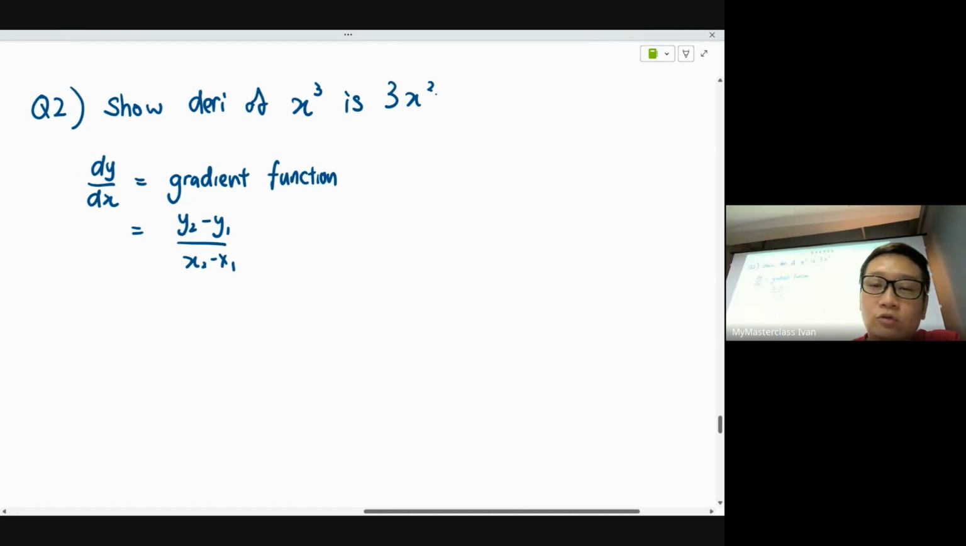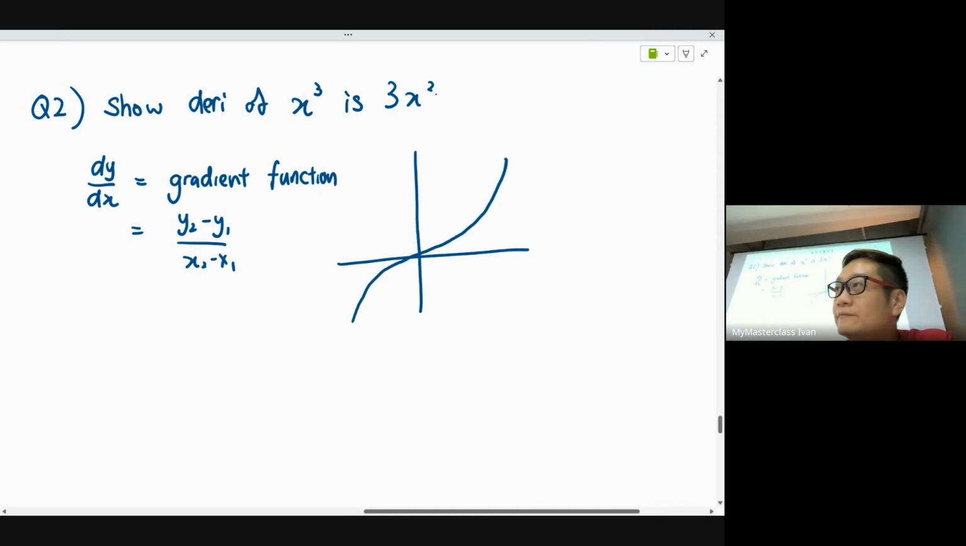Okay, so how to do this kind of question is, now y equals x cubed looks like this. Okay, and I put a point here and label this as x. So this point will be called x comma x cubed because y equals x cubed. Understand? Because this graph is y equals x cubed, right? The y is x cubed, right?